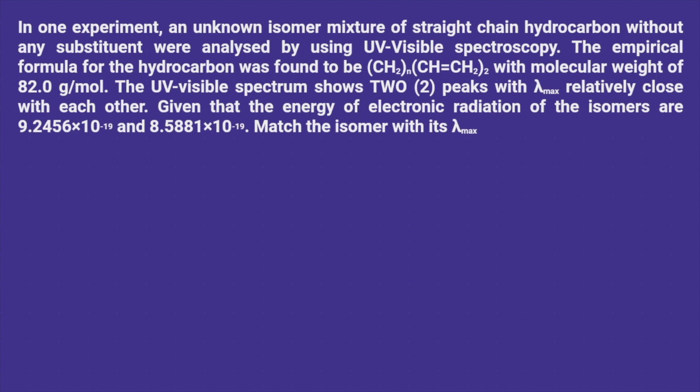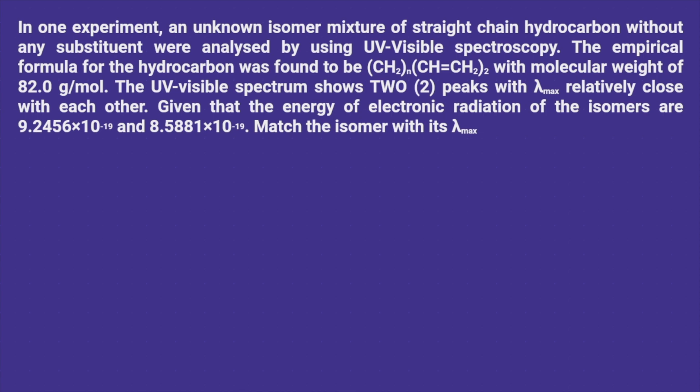The UV-visible spectrum shows two peaks with lambda max relatively close to each other. Given that the energy of electronic radiation of the isomers are 9.256 times 10 to the power of negative 19 and 8.5881 times 10 to the power of negative 19, match the isomer with its lambda maximum.